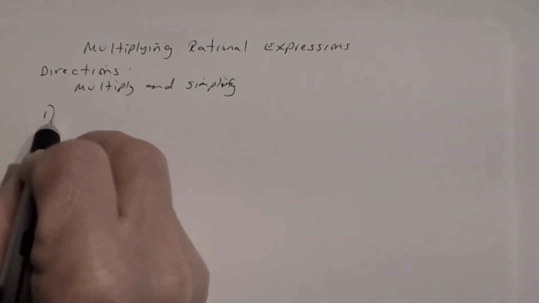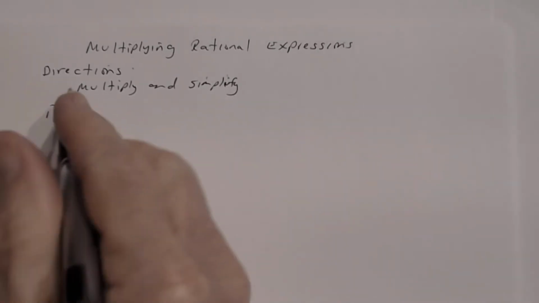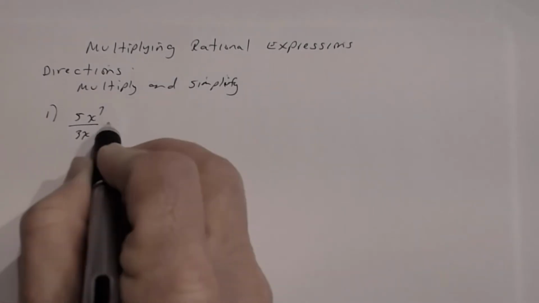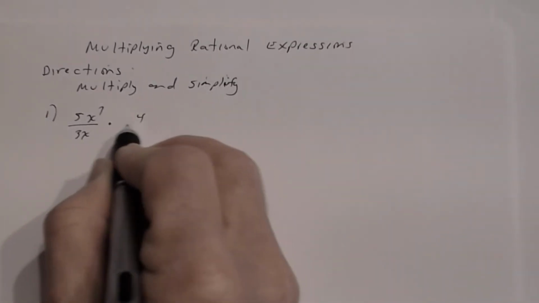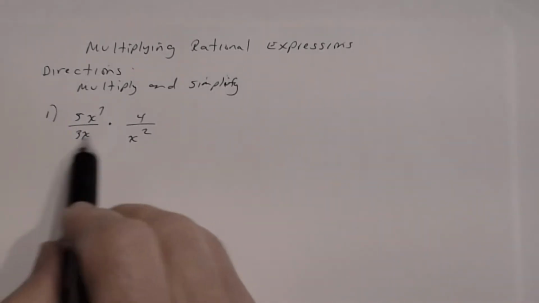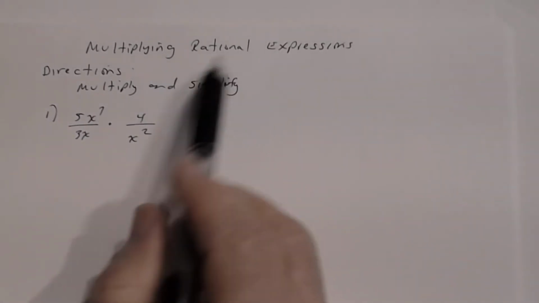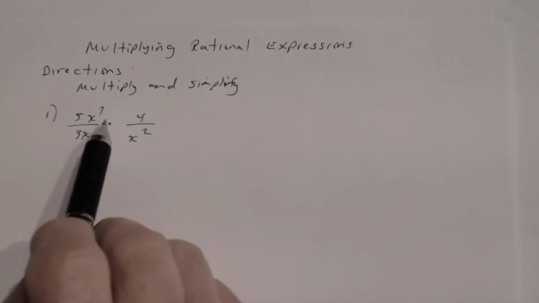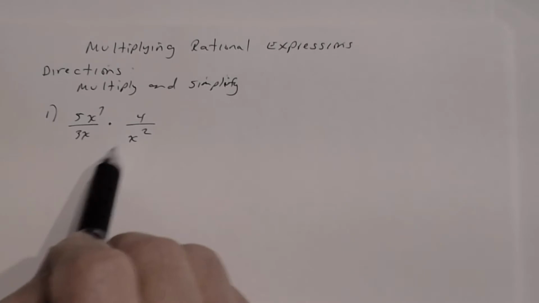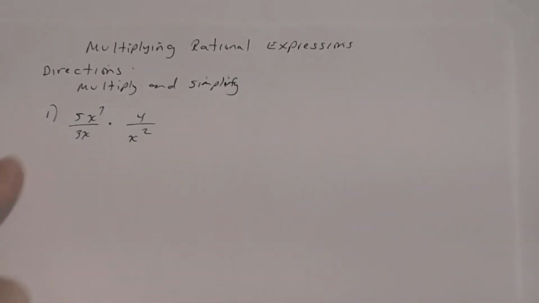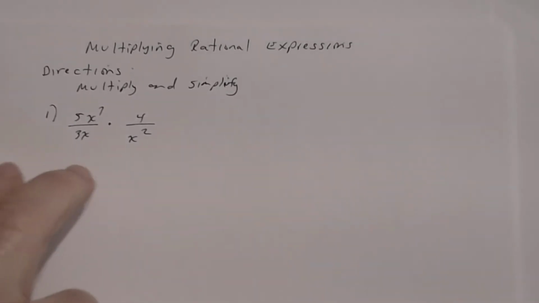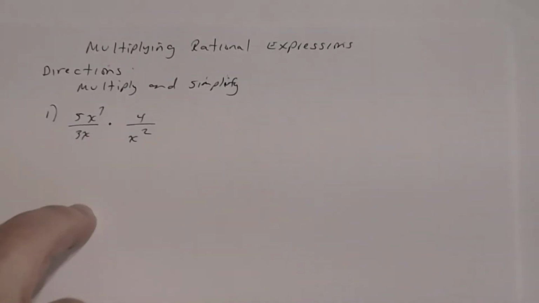Number one, let's suppose we had 5x to the 7th divided by 3x, times 4 divided by x squared. Notice I am multiplying two rational expressions, hence the idea of multiplying rational expressions. Also notice that all of your factors are monomial factors, and that's going to be the case for this lesson. All the problems we're going to do will be monomial factors. There are a couple of ways that you could deal with this problem.